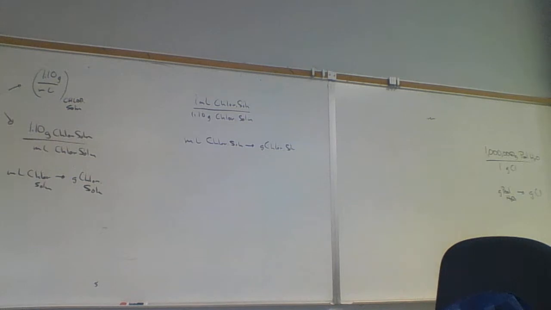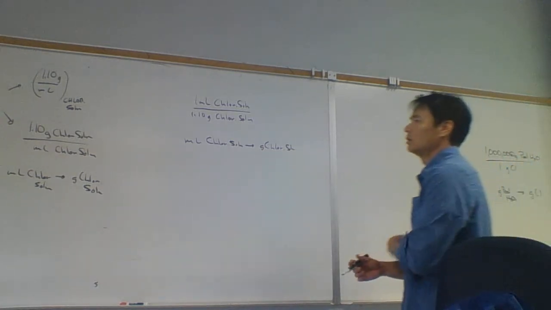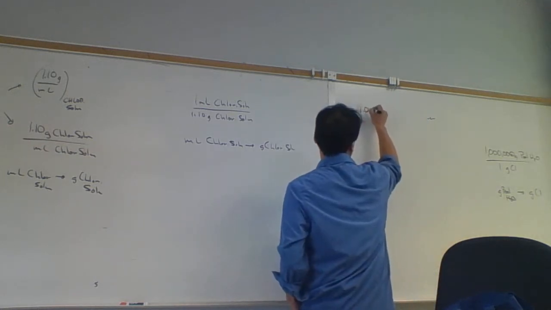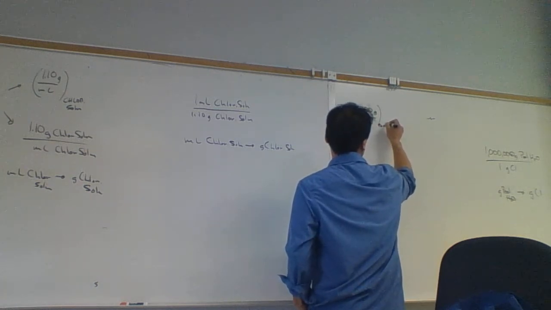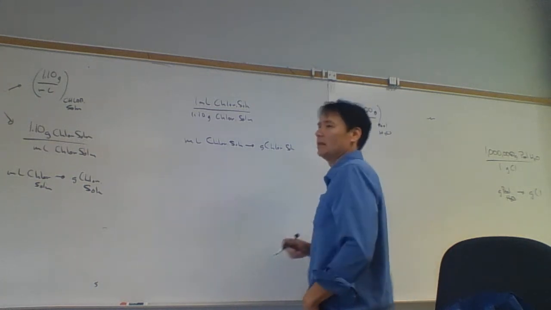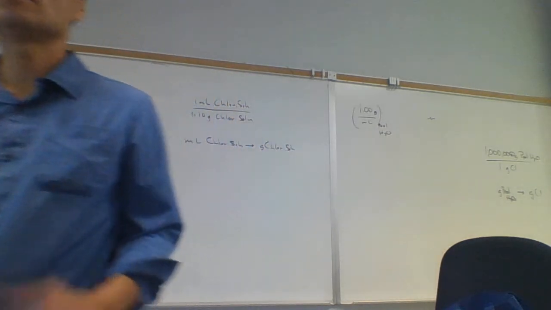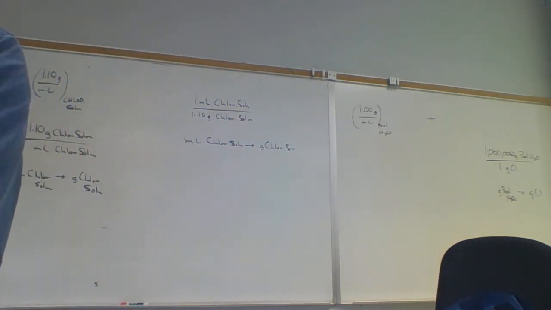Next one would be, we're going to assume a density for the pool water, 1.00 grams per milliliter. So when we look at the pool water, you know, pool water is 1.00 grams per milliliter. You know what that tells me? That tells me that that's very close to what? 1.00 grams per milliliter is very close to pure water. And so it tells me that whatever's in there, the pool chemicals are at a fairly low concentration.